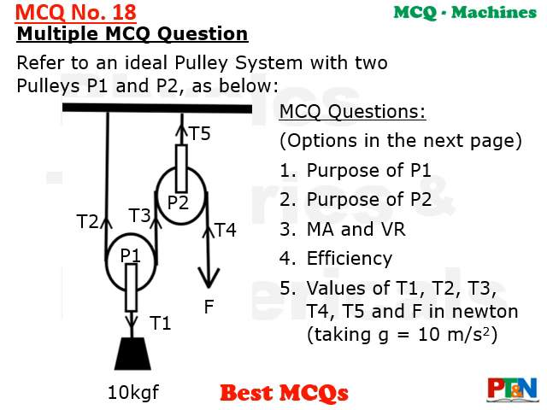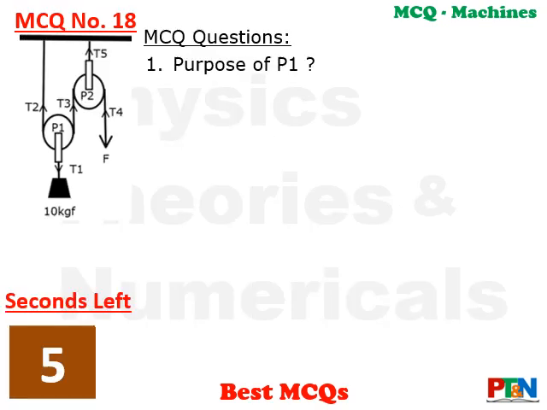Okay, let's go to each of them separately. We will not do it in the MCQ form. You get your answer, we will see the answer. You decide on your answer in 5 seconds time. What is the purpose of P1, that is single movable pulley? You have got 5 seconds time to decide on your answer. Timer starts now.